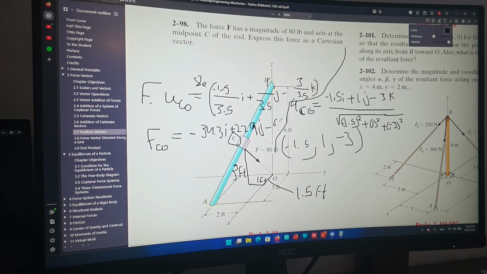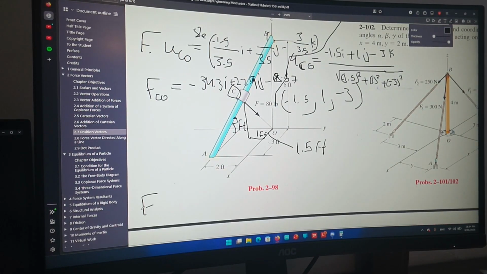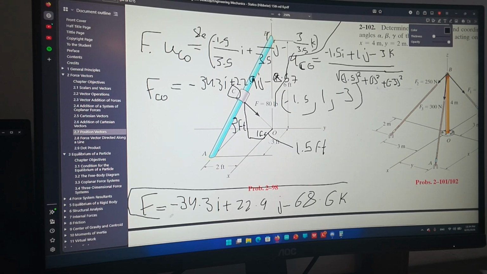Minus 68.57. Well, let me make this clearer so you can see it. F will be negative 34.3i plus 22.9j minus 68.6k. That is the answer. And that was forces along a line and position vectors explained.